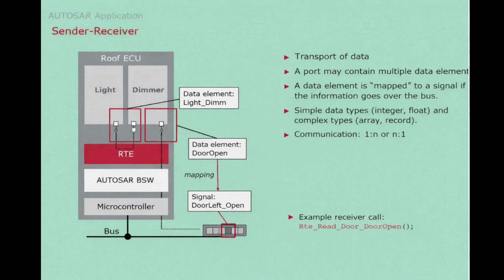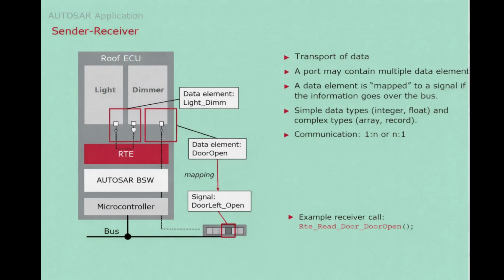So in this case, this component reads the door state, it reads the state from port door of the data element door open. Again, can be multiple data elements here.